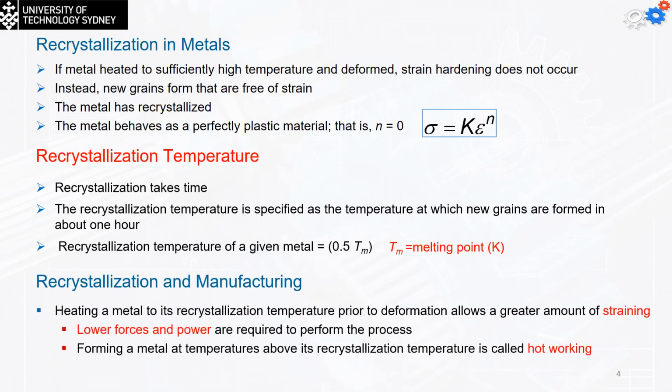As for the application of recrystallization in manufacturing, heating the metal to its recrystallization temperature prior to forming allows a greater amount of straining, and thus, as we said, lower forces and power are required to perform the process. Forming a metal at a temperature above the recrystallization temperature is called hot working. Okay, so a hot working example once again is the blacksmith work, the forging process, or what we call hot working forging.